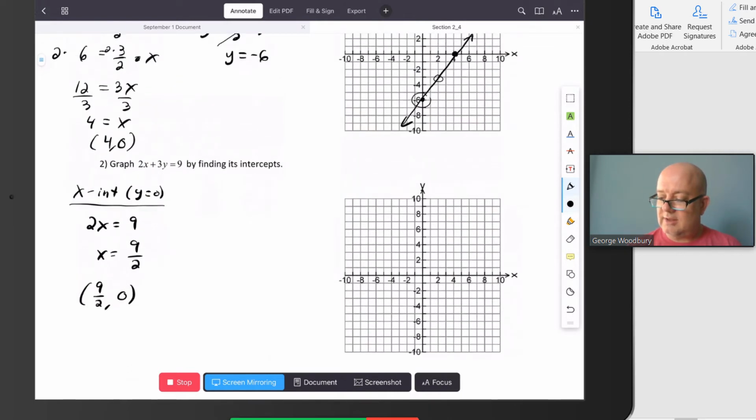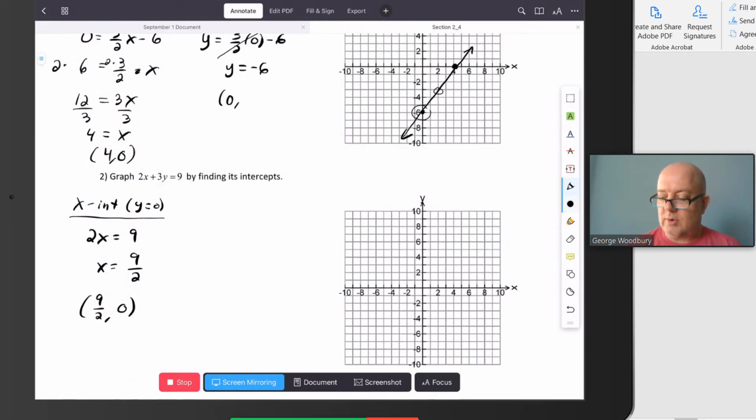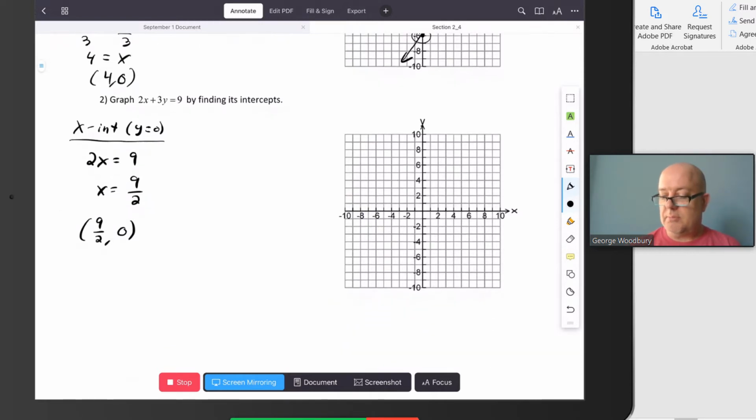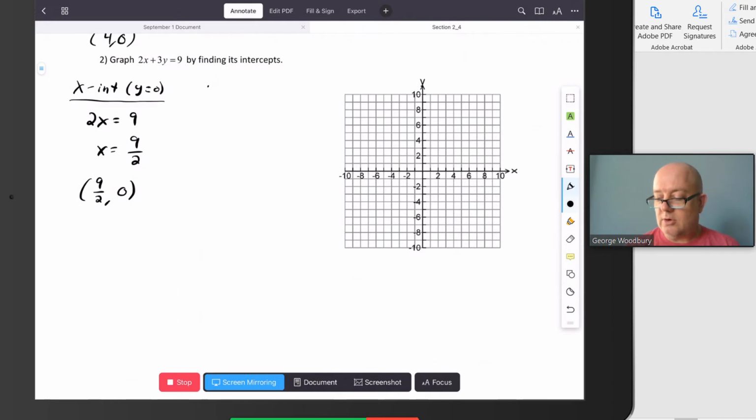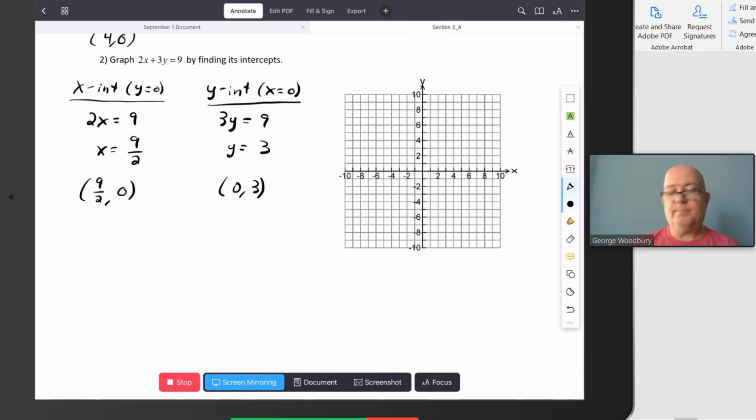Actually, I don't think I did this back here. The y-intercept, if you had to write that as an ordered pair, that would be 0, negative 6. All right, back to this problem. The y-intercept is where the value of x is 0, so that term falls out, and we're just going to be left with 3y equals 9. And when we divide by 3, we get y equals 3, so the point 0, comma 3.